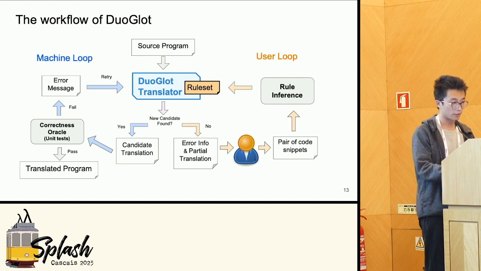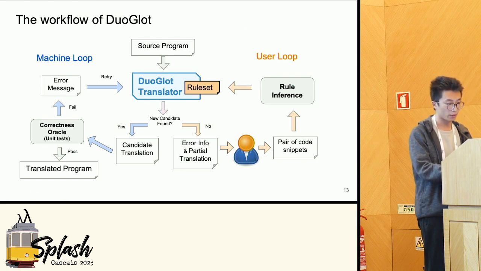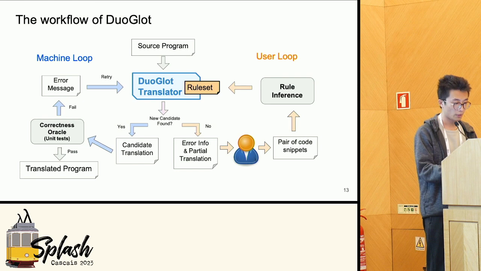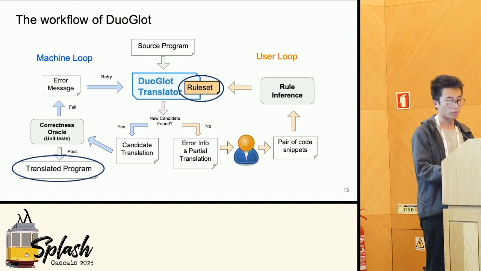The loop on the left is a machine loop, which is a frequent case and is fully automatic. The loop on the right is a user loop, where the user intervenes only when the translation is stuck. The code translation process has 2 outputs. One is the translated program, and the other is a rule set that produces the translation.